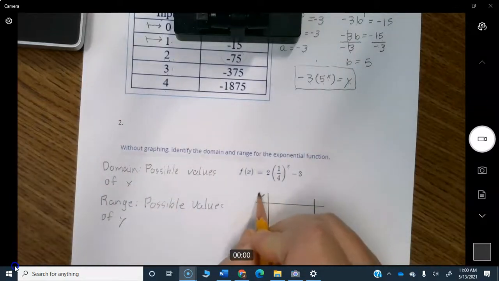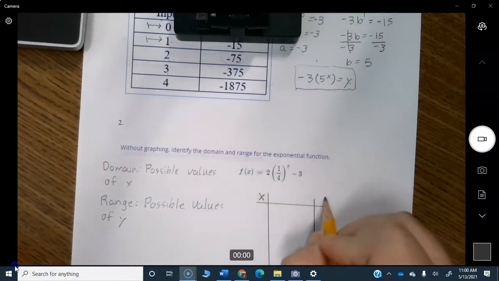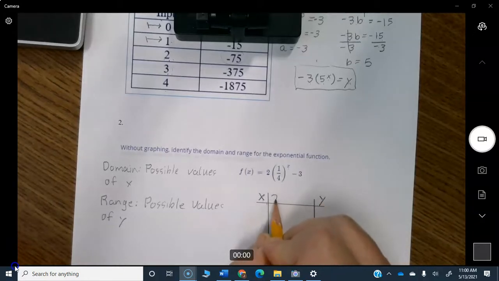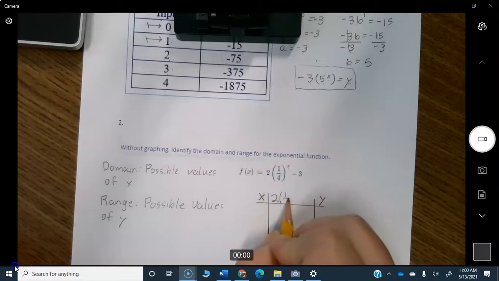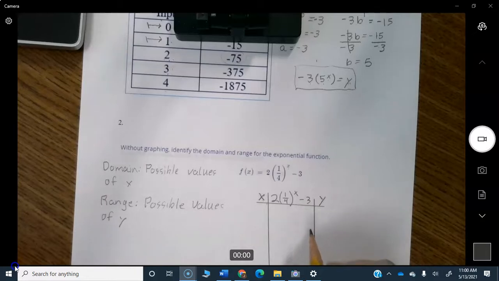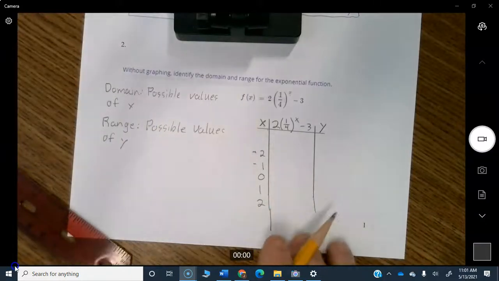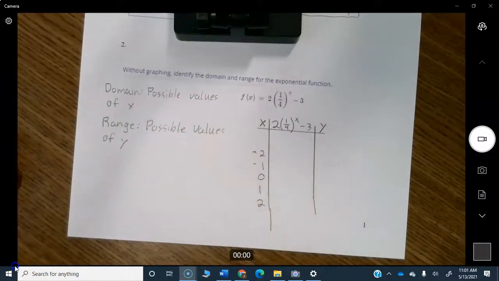So here's the value of x, and you get to pick those. That's the independent variable. This is the value of y you're going to come out with, and I always like this middle space for the function. So the function is just this up here, 2 times 1/4 raised to the x minus 3. Okay, and then the numbers I like to use are -2, -1, 0, 1, and 2. And then I'd like to leave space below the 2 and above the -2 for some additional values I might want to use, and you'll see what I mean in a minute, okay?